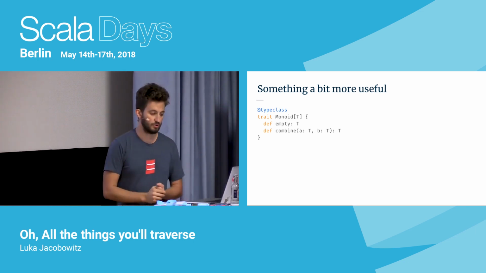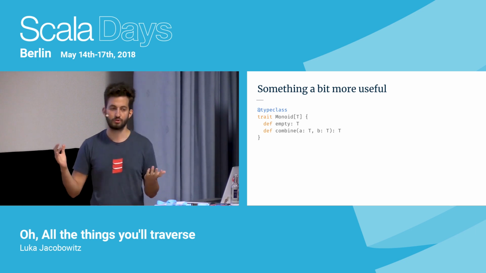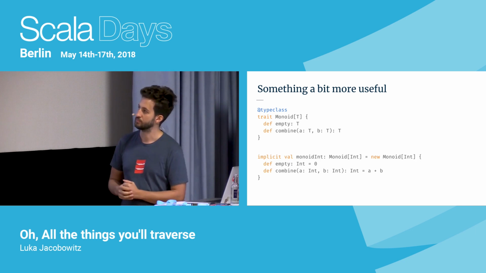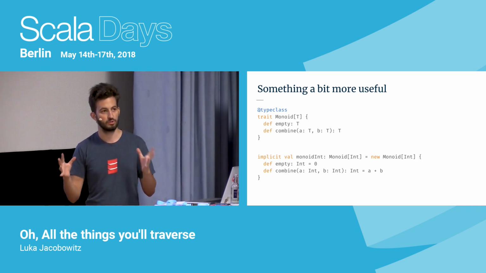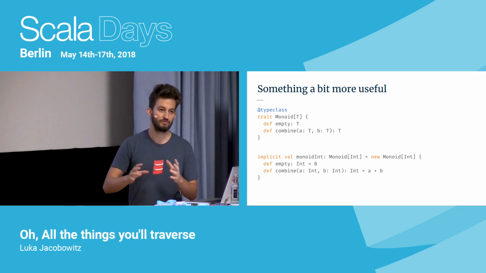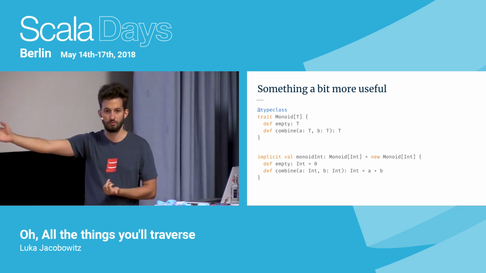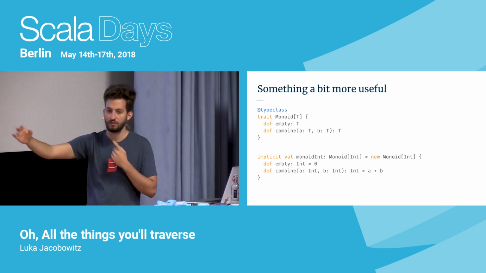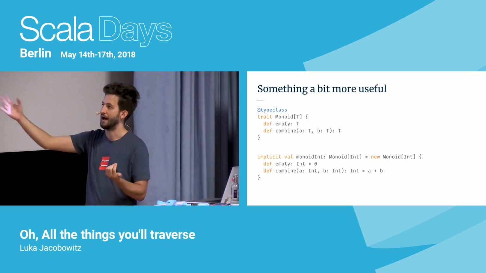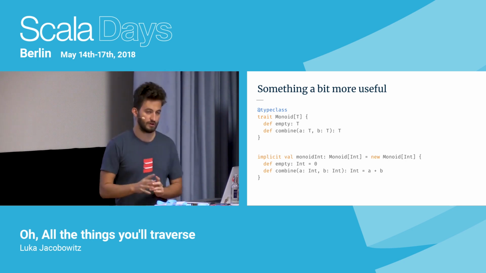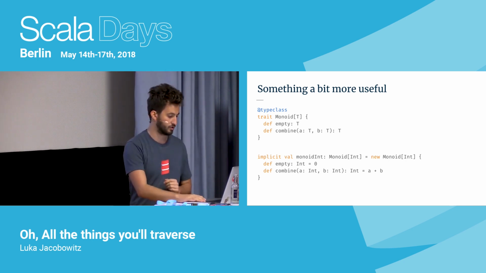So for example, if we were to create an integer instance for monoid, it would look something like this. Actually, integer has multiple monoid instances, but this is the addition instance, right? So we have empty, which is 0, right? And to combine two monoids, we can add them. And this is pretty useful for a reason I'm about to show you.